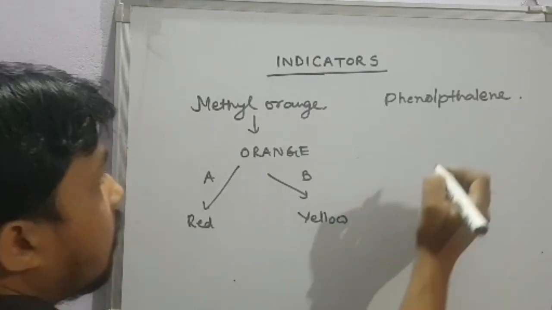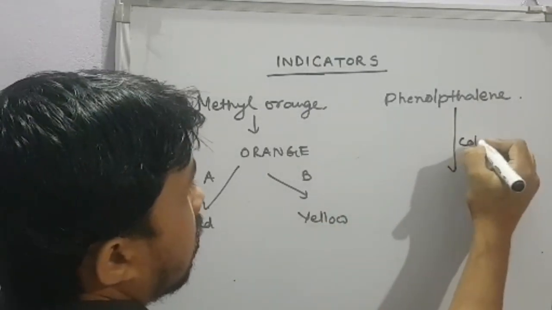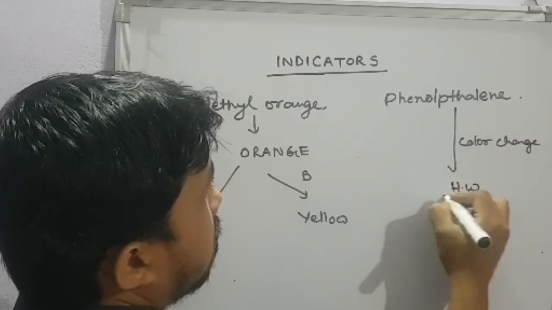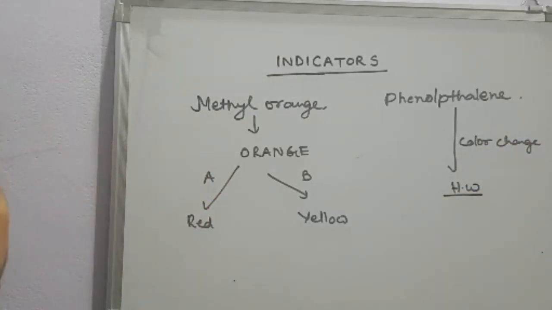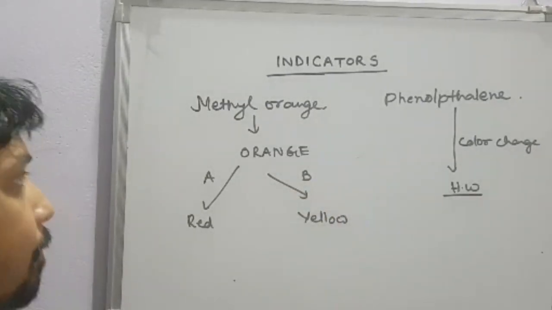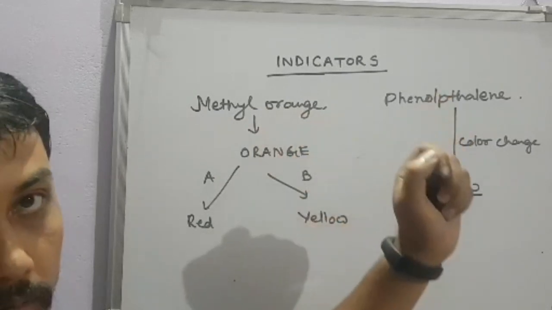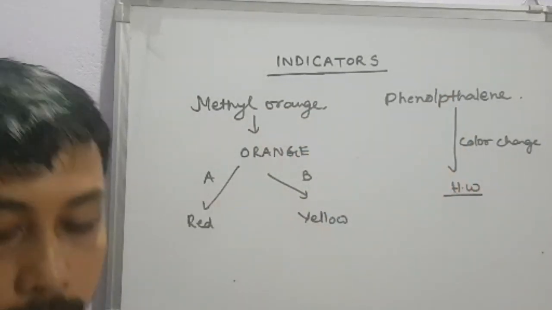Similarly, phenolphthalein also undergoes color change, and I am leaving this one up to you to try to find out the color change for phenolphthalein for acidic and basic conditions. So these are two examples of chemical indicators, methyl orange and phenolphthalein. Very important from the examination point of view.